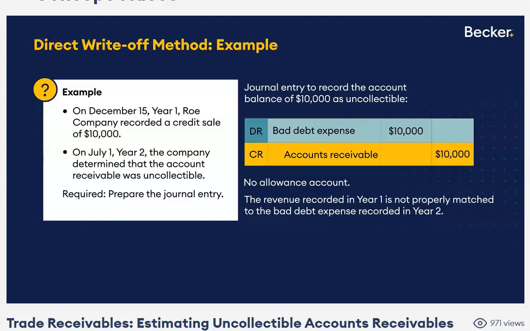This is a great illustration, though, of why GAAP has a problem. This is not matching principle. Where's the revenue? It's in year 1. Where's the matching expense? It's in year 2.